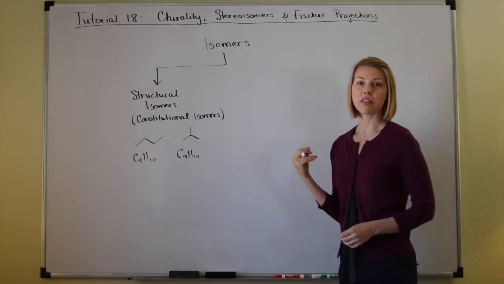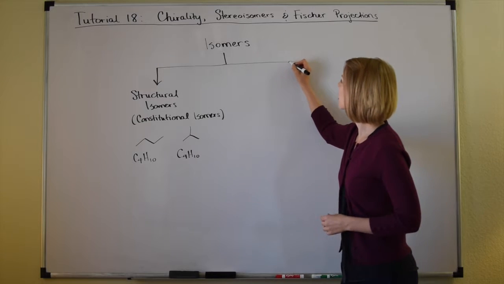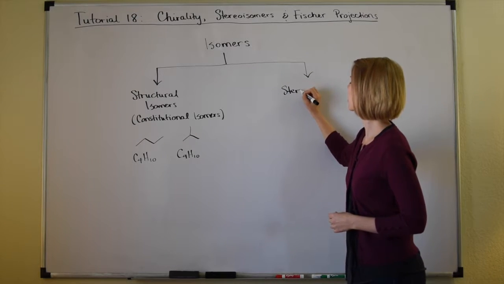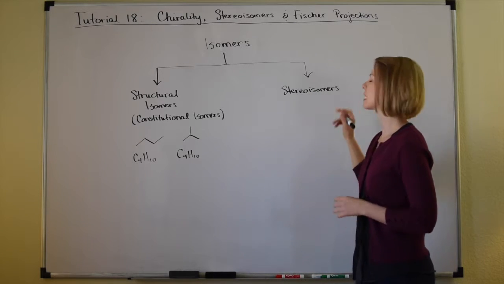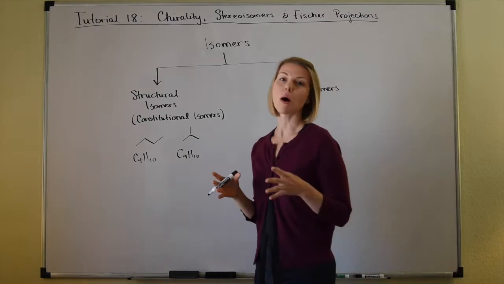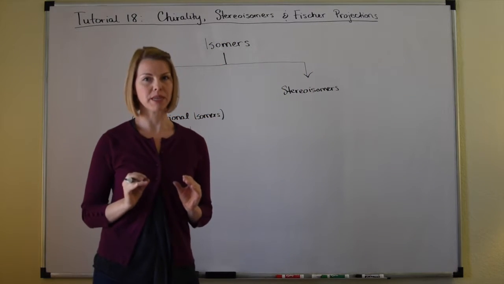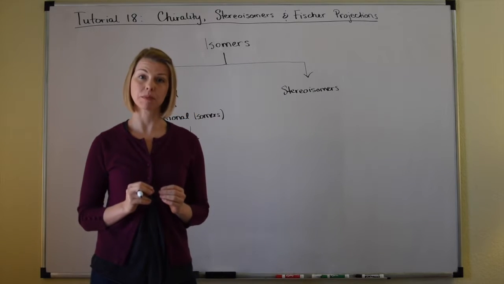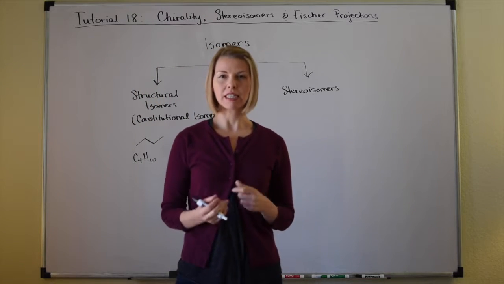Another type of isomer that we learned about is a stereoisomer. Stereoisomers are molecules that have the same molecular formula and the same connectivity of atoms, but they differ three-dimensionally somehow.